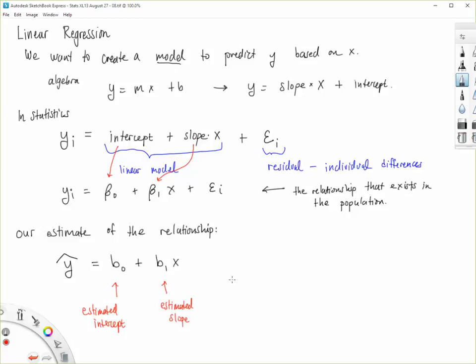Right. And so our best prediction is the thing with the hat and the bees. And we distinguish it from what's in the population by using b instead of beta. So this is our prediction, or our estimate of the true relationship. All right, and so when we pick out a line as an estimate, how do we choose which line is the best?